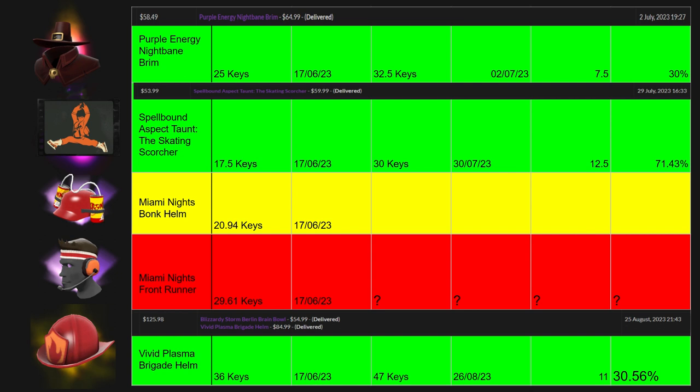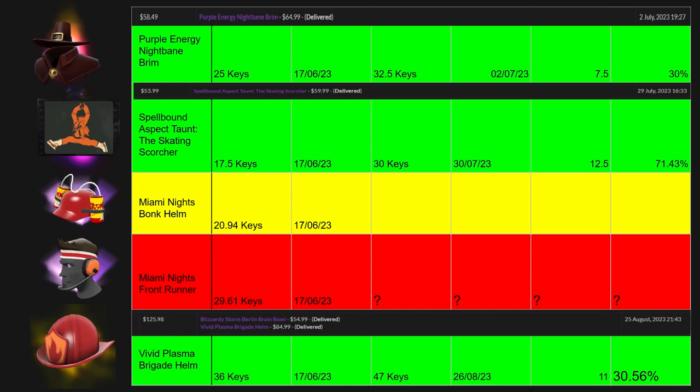Nice looking scout hat, but being an old hat with Miami Nights, which is a third gen effect, it has many sellers, which makes it hard to sell. Miami Nights Front Runner. Awesome looking scout hat, but I quick sold it because I needed keys, and this hat is just like the last hat with many sellers.